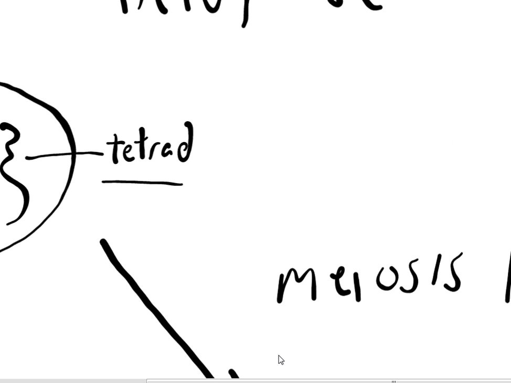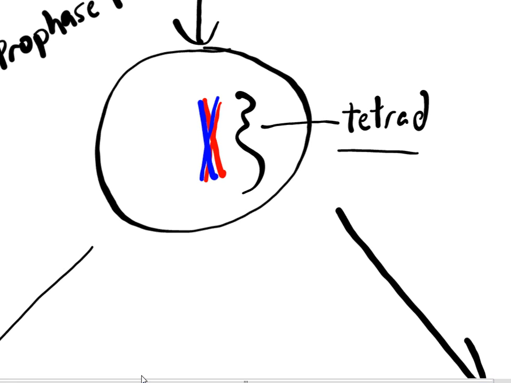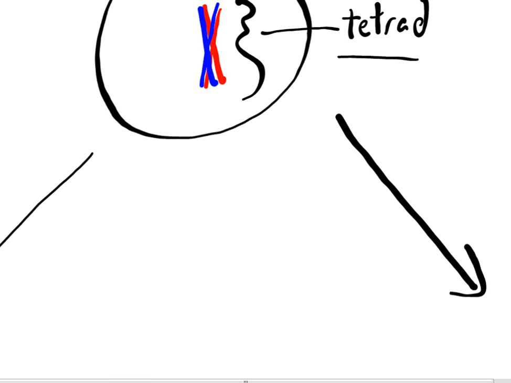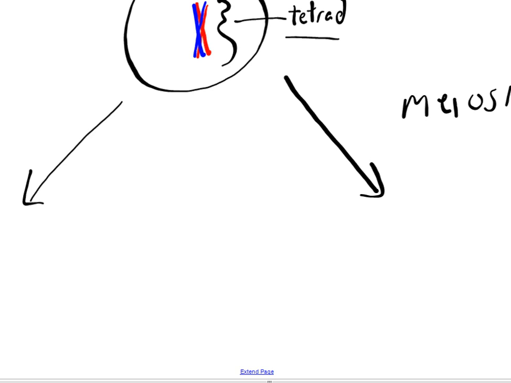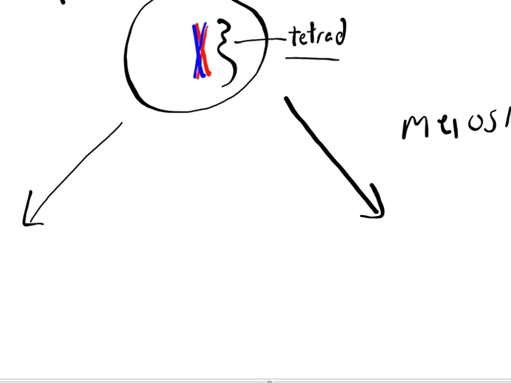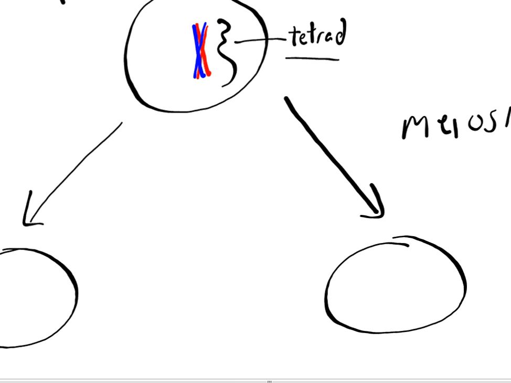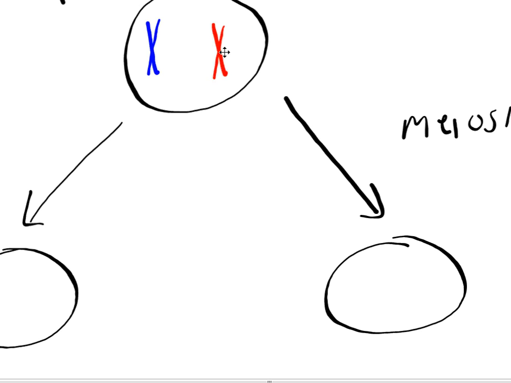So during metaphase 1, they're going to line up in the middle. During anaphase 1, this is another very important part because this is something that's often confused. During anaphase 1, we're not quite 2 cells yet, but I'm going to just go ahead and make it 2 cells. During anaphase 1, these homologous pairs are going to separate. You don't have the blue separating from the blue and the red from the red.